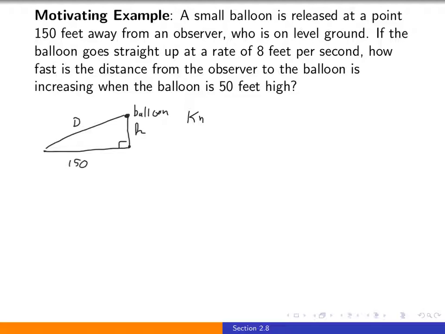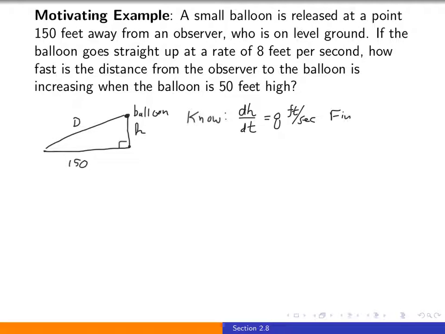So the information I know in this problem is that the balloon goes straight up at a rate of 8 feet per second. A rate of change is a derivative. So what they are telling us is the rate of change, dh/dt, is equal to 8 feet per second. And in these related rates problems, there will be a rate of change they give us, and there will be a rate of change that we want to find.